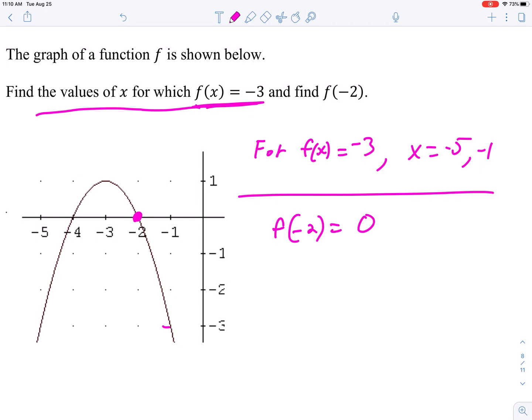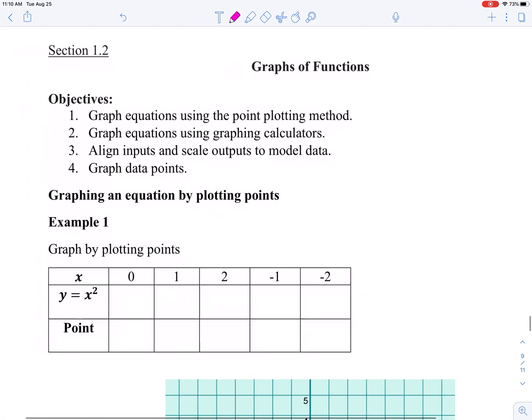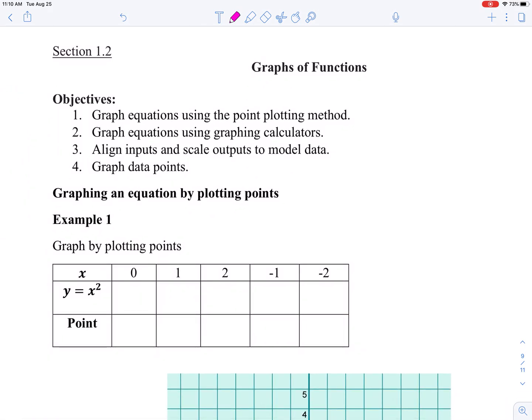Okay, function notation, again, is extremely important. Alright, section 1.2, graphs of functions. Alright, so we're going to do a little bit of talking about graphs of functions here.